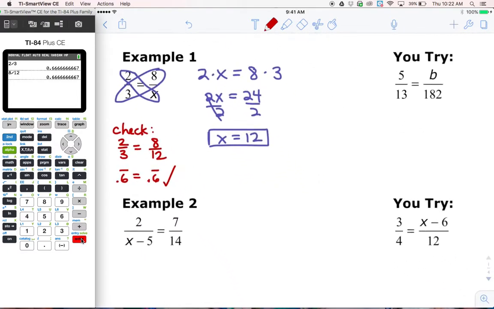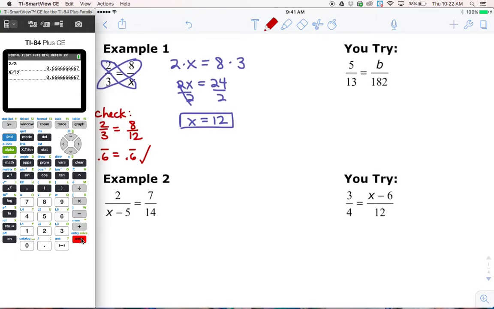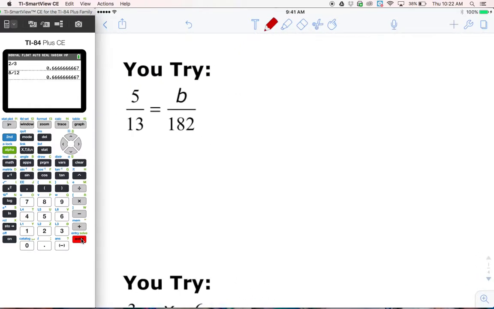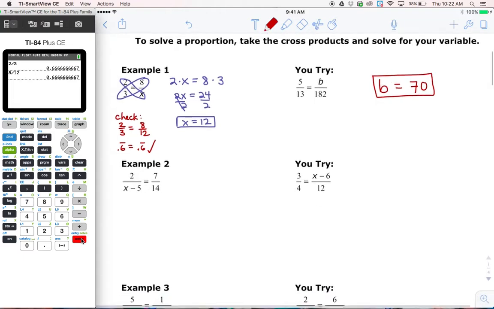Pause the video right now, and go ahead and try this next problem. Okay, the answer to this problem, you should have found that b is equal to 70. Okay, moving on, example 2.